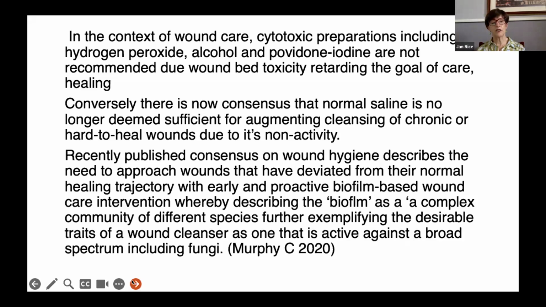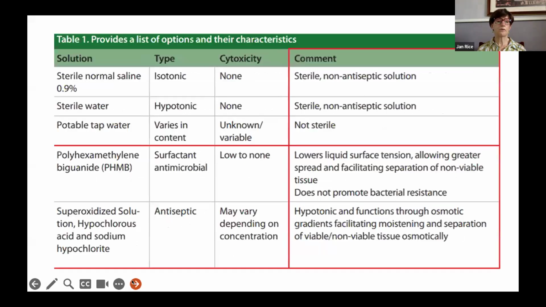But the recently published consensus on wound hygiene says that you need to approach the wounds that have deviated from the normal healing trajectory with early and proactive biofilm management strategies. So we're really encouraging you to think about this and think about the elderly, the immune compromised. Think about the patient who's probably going to get a wound infection if we don't do good cleaning.